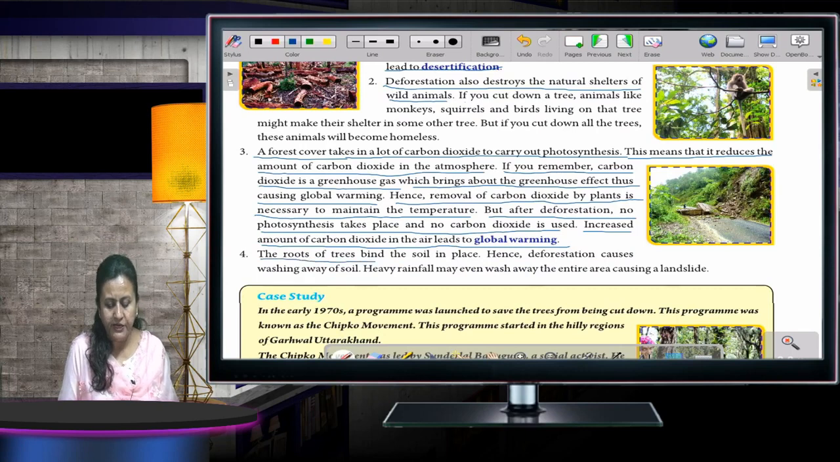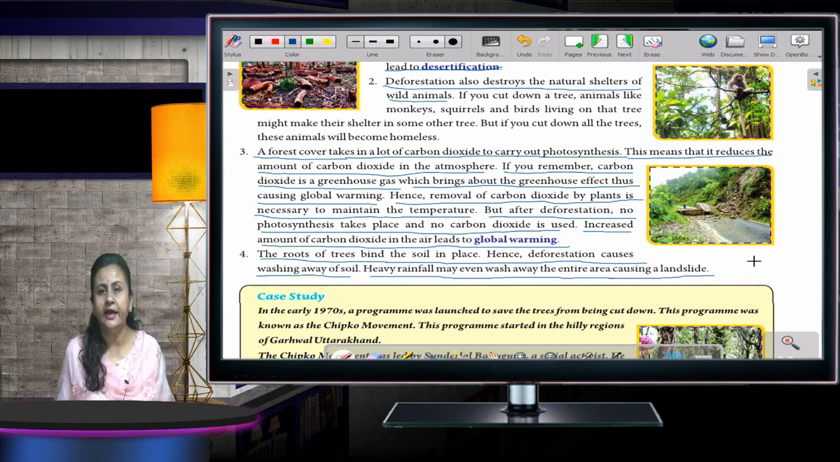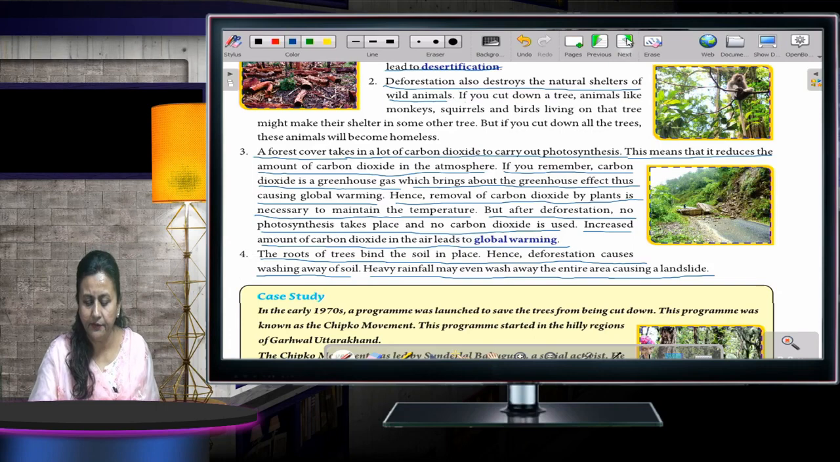Now, the next one. The roots of trees bind the soil in place. Hence, deforestation causes washing away of soil. Heavy rainfall may even wash the entire area, causing a landslide in the hilly areas where there are no trees. In case the trees are cut down, what would happen? There would be nothing to stop the water flowing and there would be a landslide.